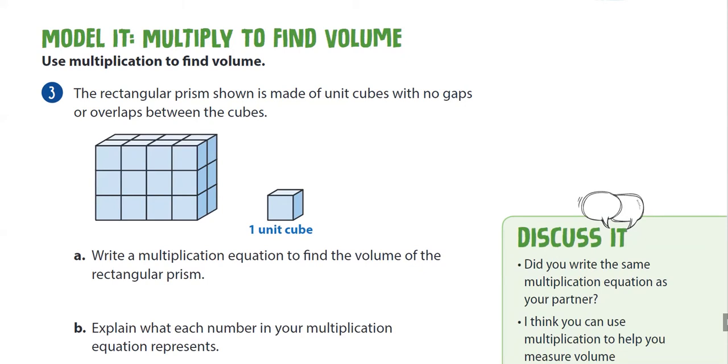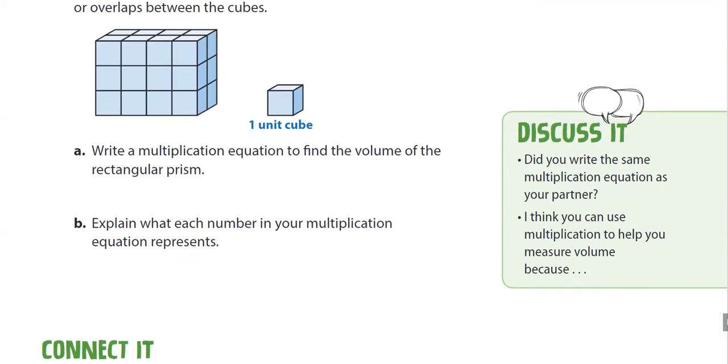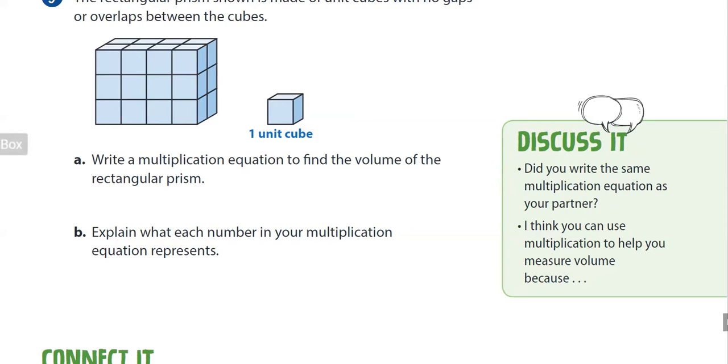The rectangular prism shown below is made of unit cubes with no gaps or overlaps, just like it's supposed to. It's the same thing, but this way we are multiplying. Write a multiplication equation. Let's see. We can do the layers horizontally or vertically. Let's do horizontally because that's what they did last time. So it's got 1, 2, 3, 4, 5, 6, 7, 8. There's 8 per layer. 1 layer, 2 layers, 3 layers. So there's 8 per layer, and there's 3 layers. So it's 24 unit cubes.